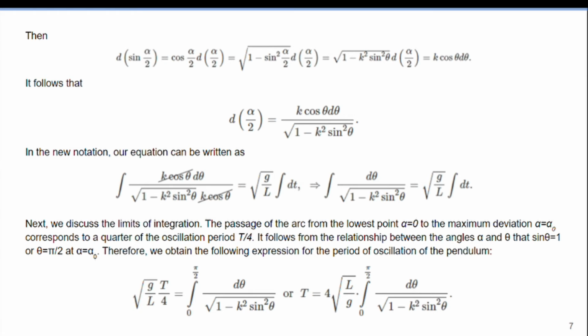And next, we discuss the limits of integration. The passage of the arc from the lowest point, alpha equals 0, to the maximum deviation corresponds to a quarter of the oscillation period, T divided by 4. It follows from the relationship between the angles theta and alpha that sine theta equals 1, and therefore we obtain the following expression for the period of oscillation of the pendulum, as we can see in the other formula.